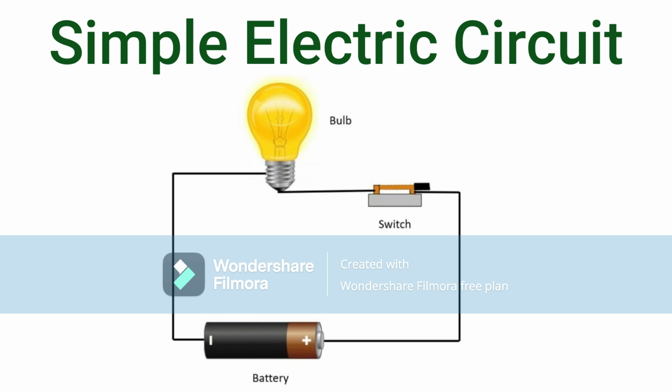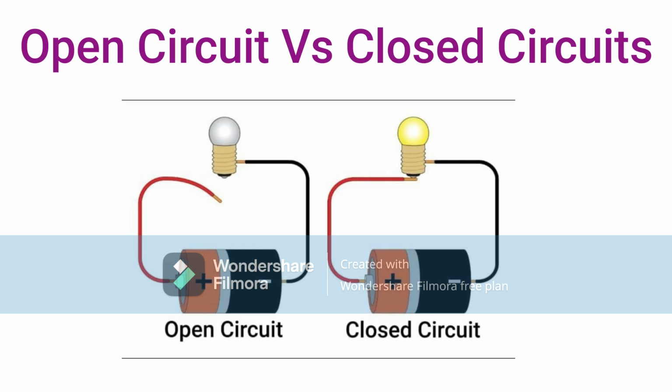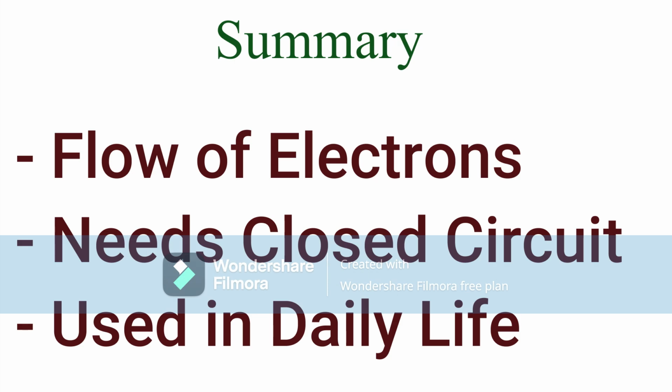Understand? Now we'll move towards open circuit versus closed circuit. When the switch is on, the circuit becomes closed. In a closed circuit, electrons can move freely, so the bulb glows. When the switch is off, the circuit becomes open. In an open circuit, electrons cannot move, so the bulb does not glow. Understand? We'll summarize everything.